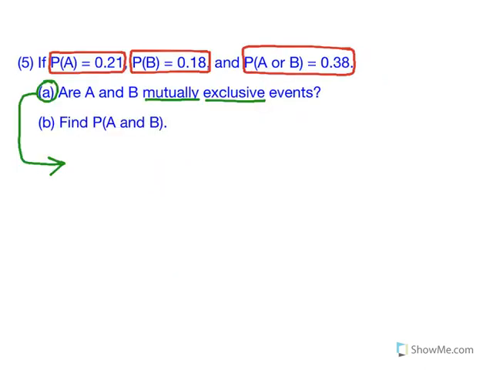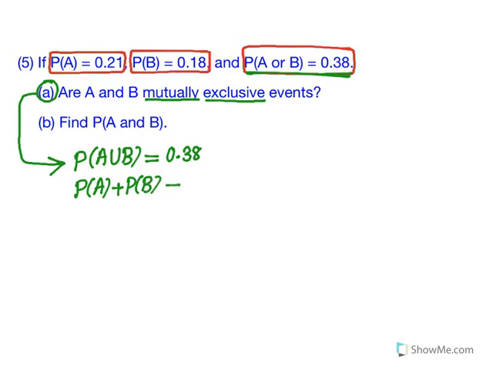So let's check here. What is the probability of A or B? This is given to us here. Probability of A or B is 0.38. Now, what is the probability of A plus the probability of B? If you add the two probabilities, you'll get 0.21 plus 0.18, and this would give you 0.39.